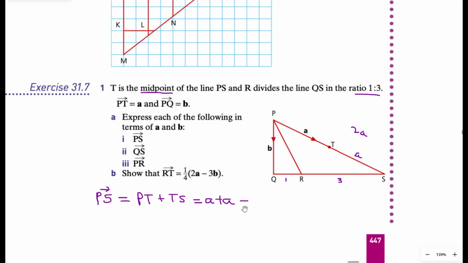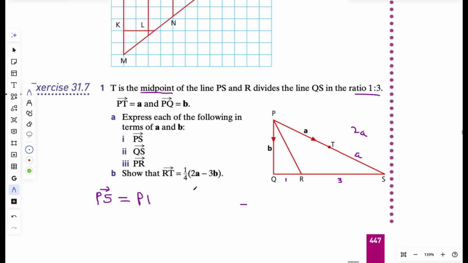It's laggy. We have to wait for 1 minute. As we're waiting, we just explain: PT plus TS will give you your entire PS, right? I think it has been restored. Oh my God, we lost everything. PT plus TS.